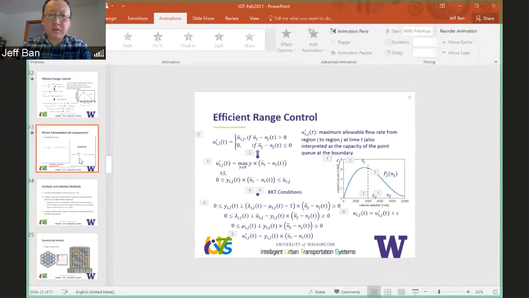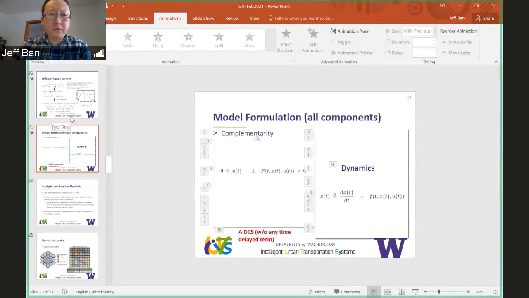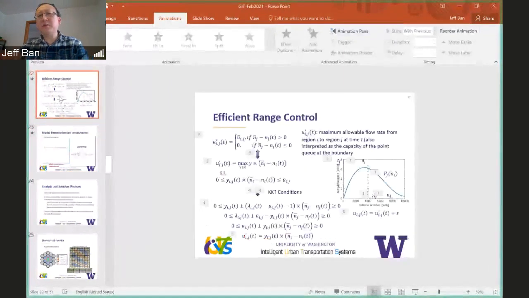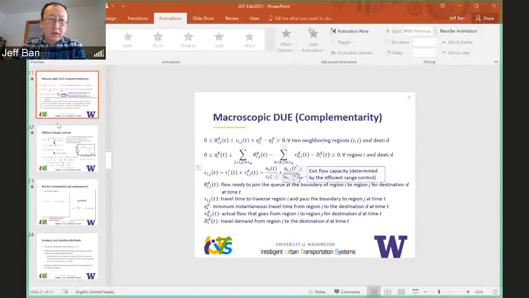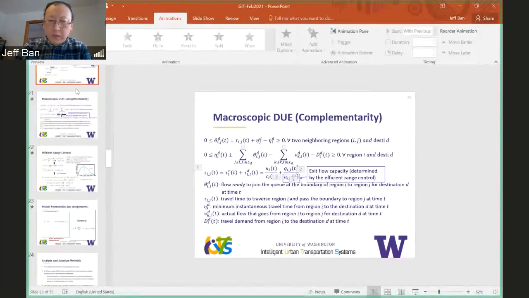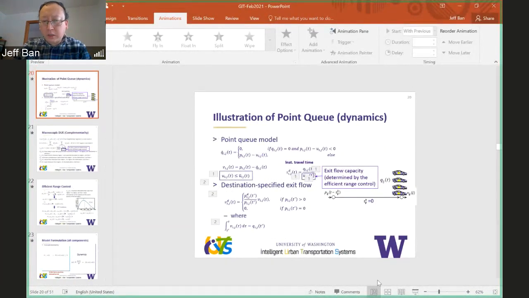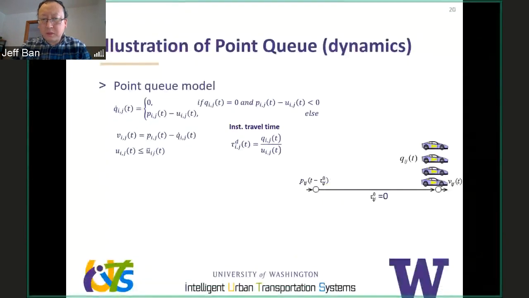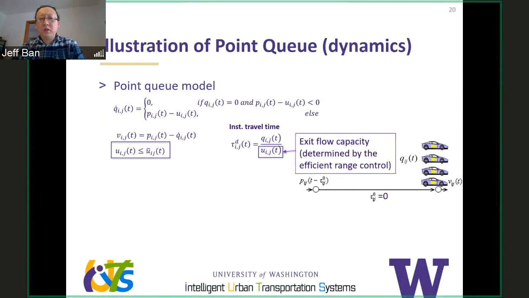But the nice thing about the MFD control, again, goes back to the multi-scale idea. I hope this is clear. So mu is a capacity. In the classical sense of the point queue, mu is a given. We normally use capital C. It's the exit flow capacity from the link, normally a constant. But the mu here, we say, is determined by the MFD control.